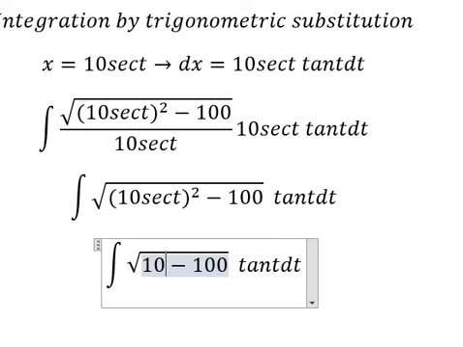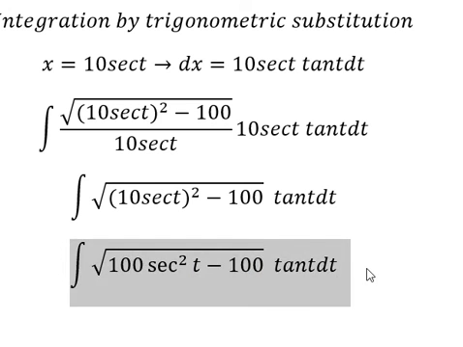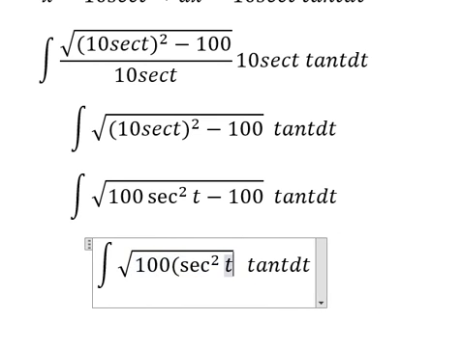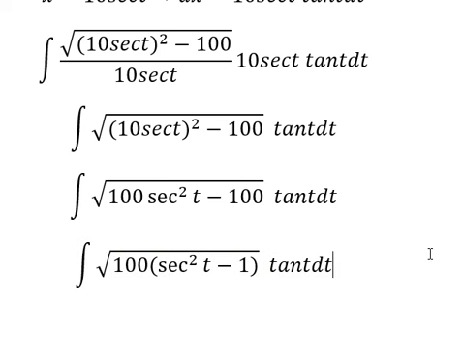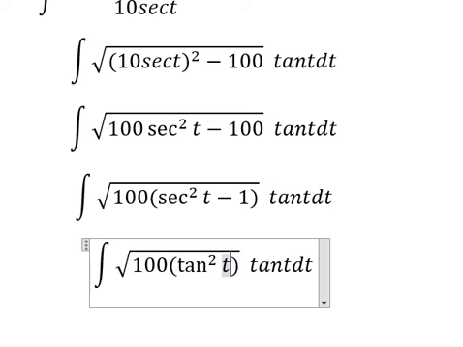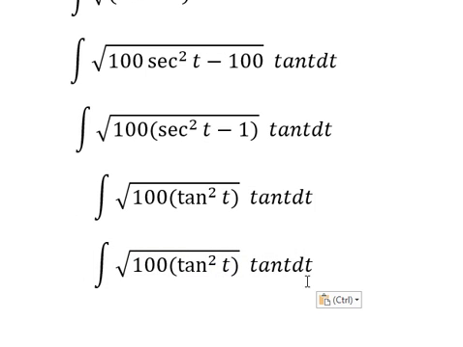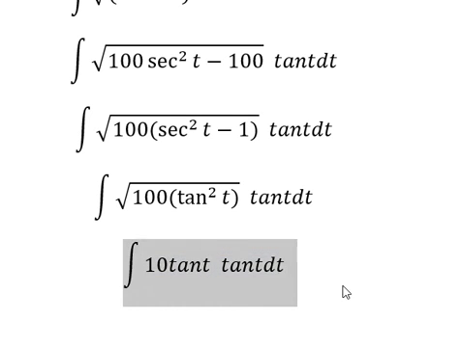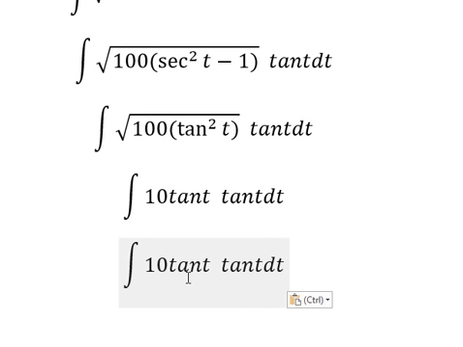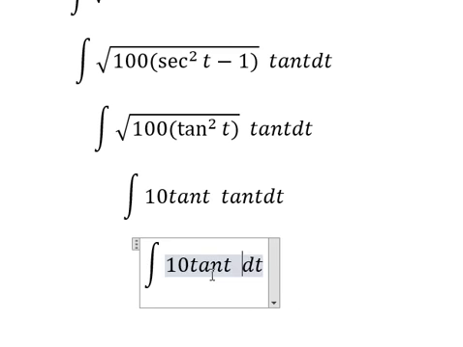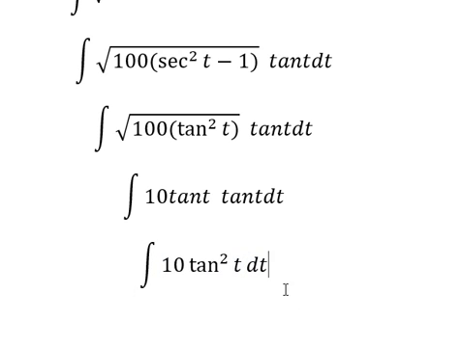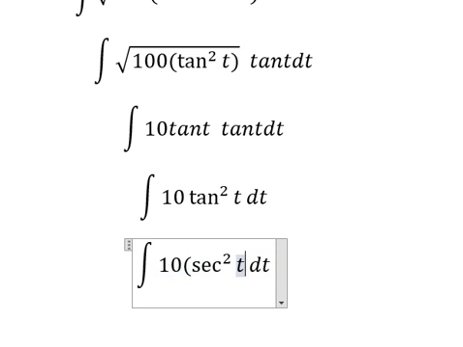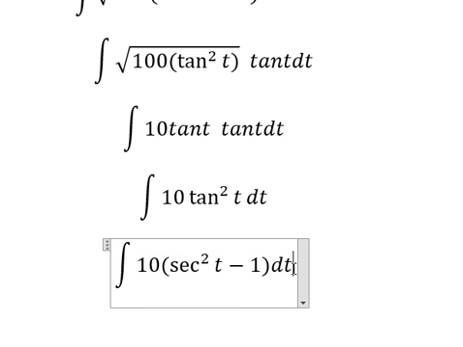This one we got 100 secant of t square. 100 we can factorize. This one we change for tan t square. The square root of 100 tan t square, you get 10 tan t. Tan t and tan t we multiply each other, you get tan t square. Tan t square we get secant of t square minus 1. And now we get the final answer.